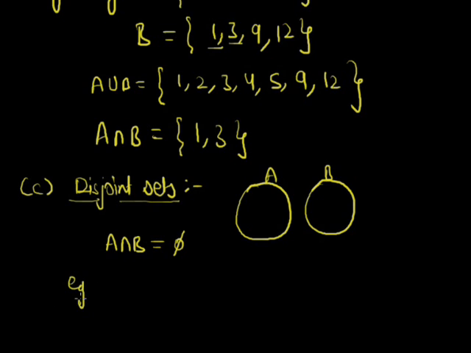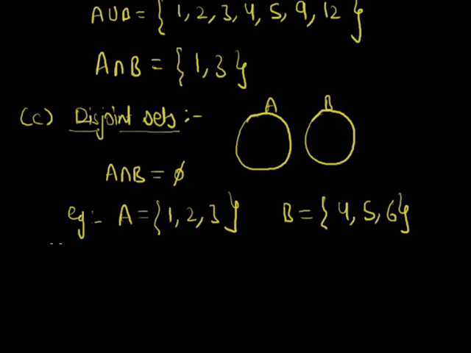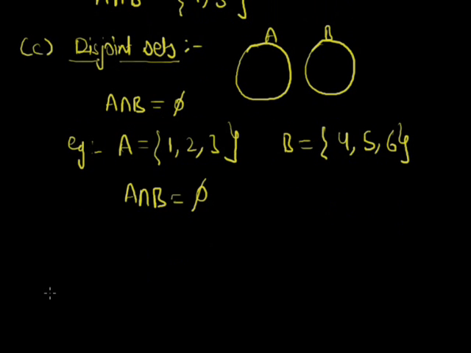Suppose we see an example. If we take a set A having the elements 1, 2, 3, and another set B having elements 4, 5 and 6, then these two sets are said to be disjoint sets as A intersection B is phi. That is, there are no elements which are common in both A and B. 1, 2 and 3 are not there in B, and 4, 5, 6 are not there in A. So A intersection B is phi, and these two sets are said to be disjoint sets.